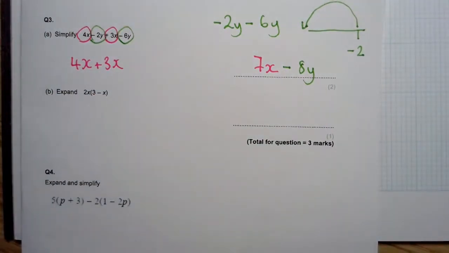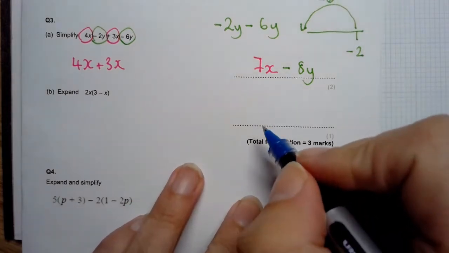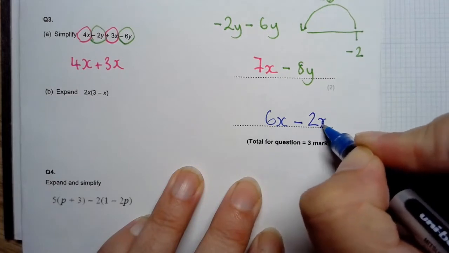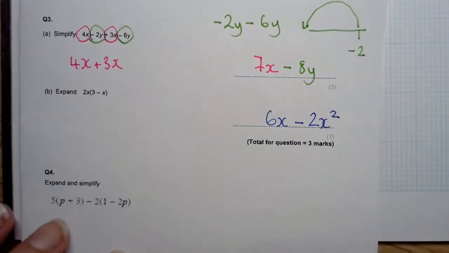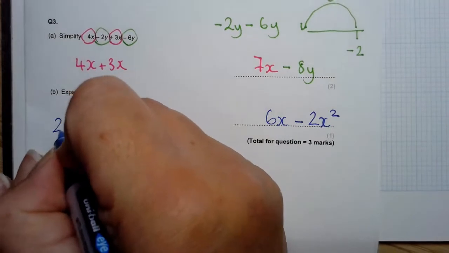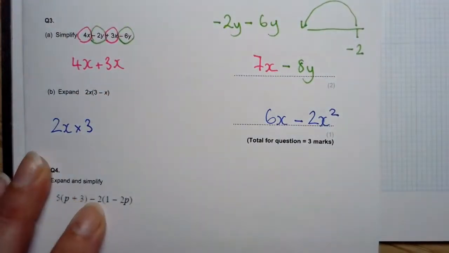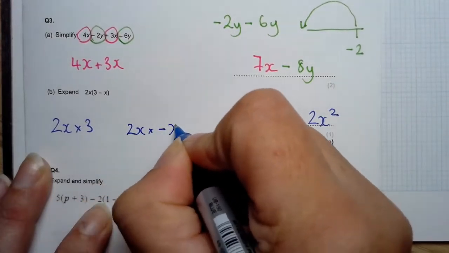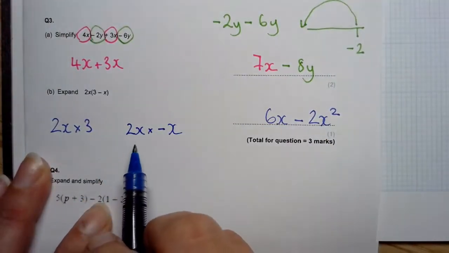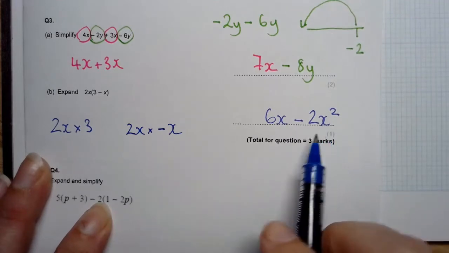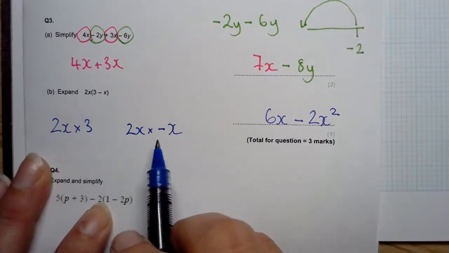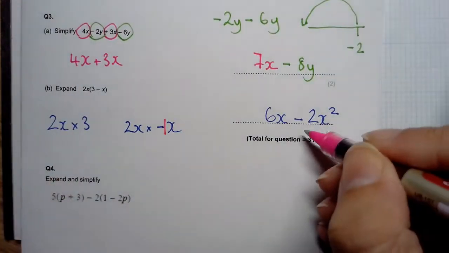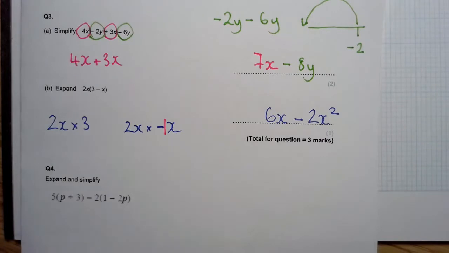And the next question is another expansion. The answer should be 6x minus 2x squared, and that comes from doing 2x times 3, which gives you the 6x, and then 2x times minus x. Now the x times x gives you the x squared, and then you've got 2 times what effectively is minus 1x, and 2 times minus 1 would give you that minus 2.